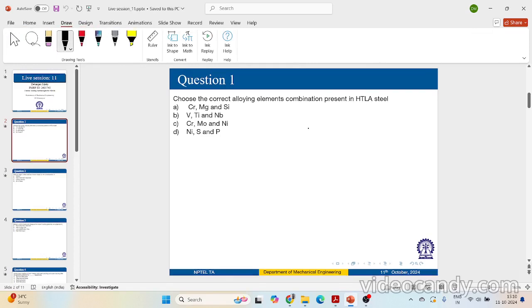Because my tab is not working, as I said in my earlier classes, today also I will be using this PowerPoint mode. So please bear with me on that. And initially we will talk about high carbon steel, right?